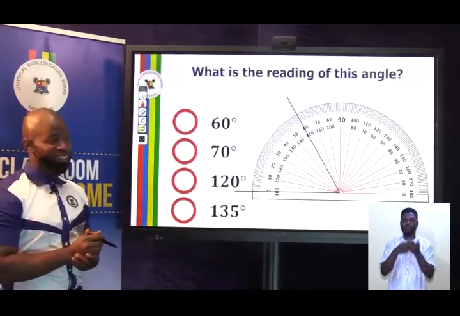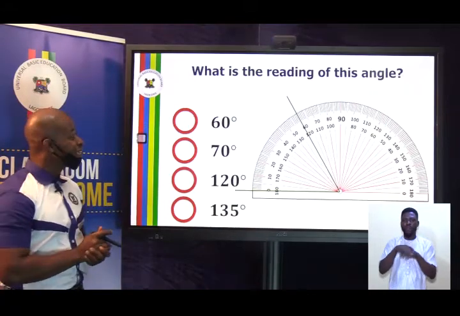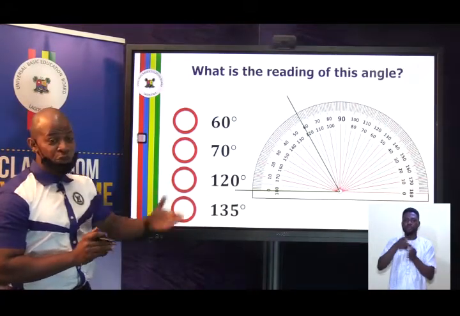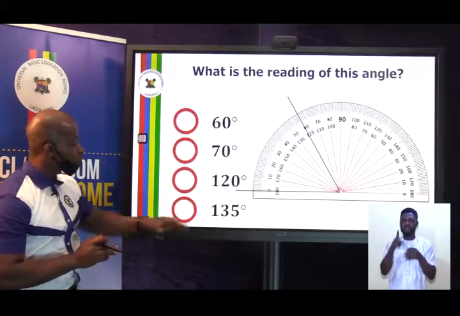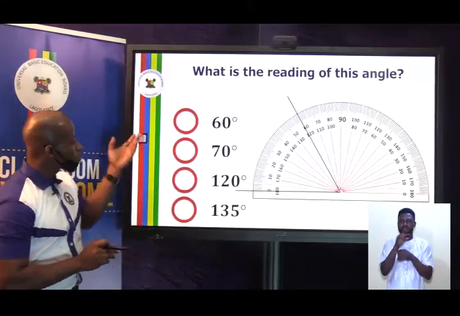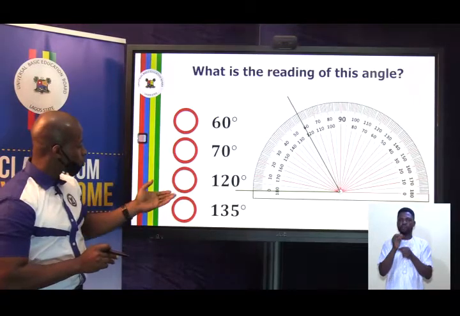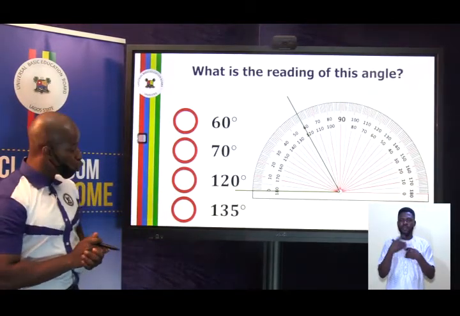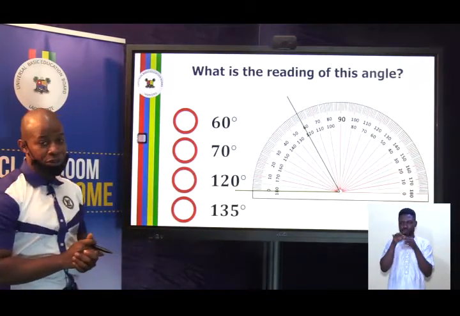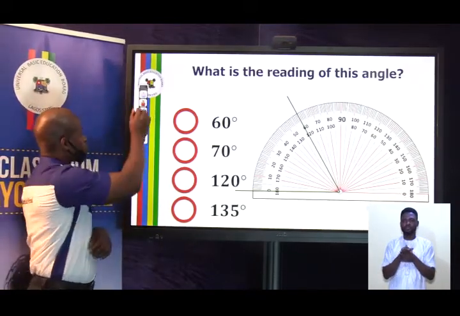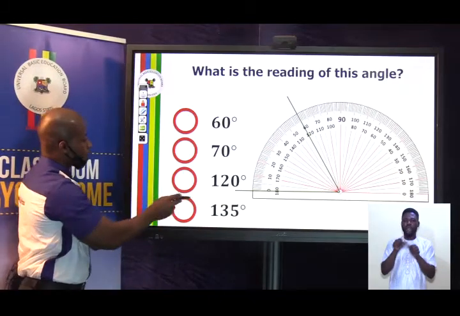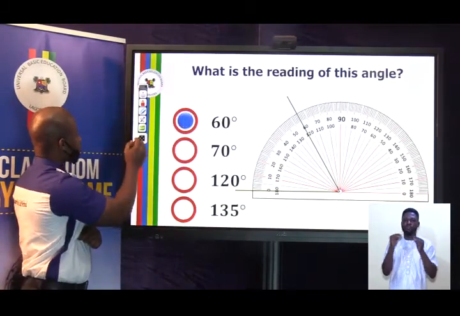Now this one. What is the reading on the protractor, the angle between these two lines? If you can get a zoom on this angle, is it 60 degrees? Is it 70 degrees? Is it 120? Is it 135? You should have taken that reading by now. Well, I tell you what it is. The angle is 60 degrees.